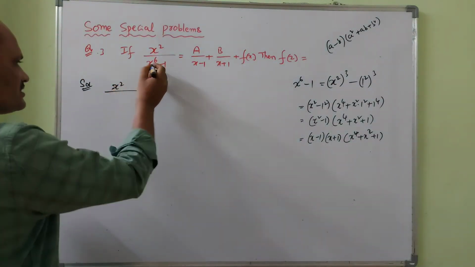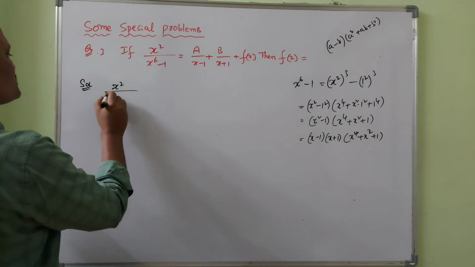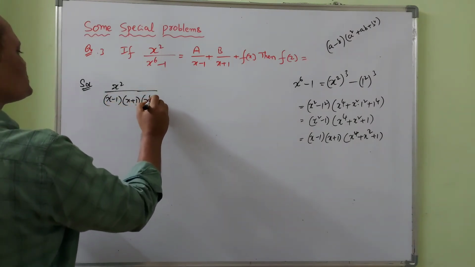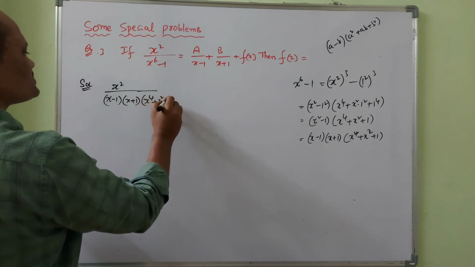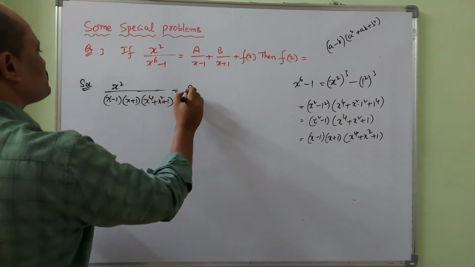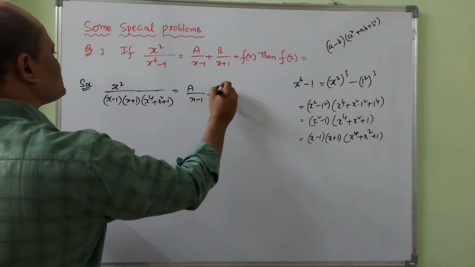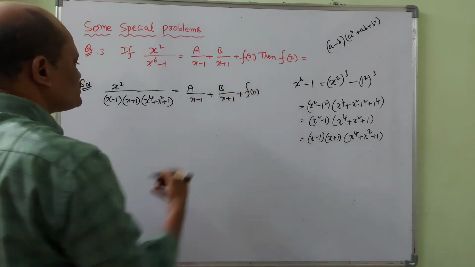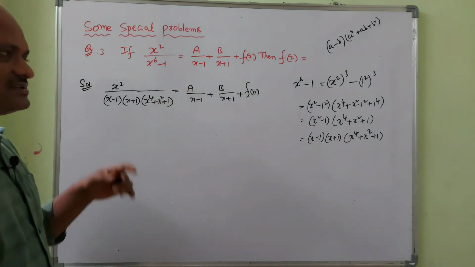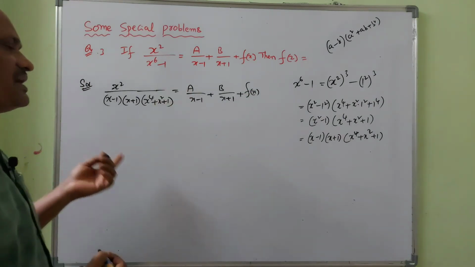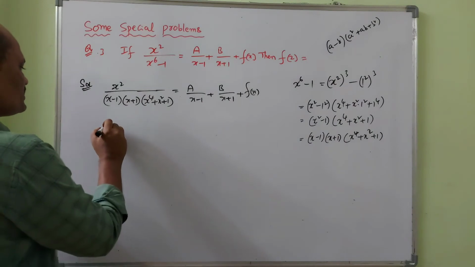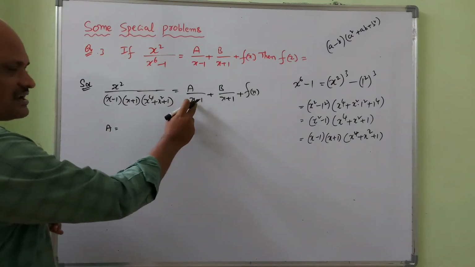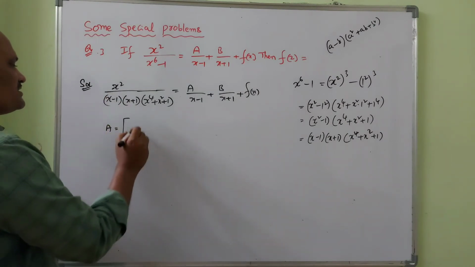Now I am writing the question. X square by, the factors I am writing, x minus 1 into x plus 1 into x power 4 plus x square plus 1 is equal to a by x minus 1 plus b by x plus 1 plus f of x. Students, here we need a and b. Just now I told you the short method to find a and b. A is calculated in simple way like this. X minus 1 is the denominator. So leave x minus 1, write the remaining thing.